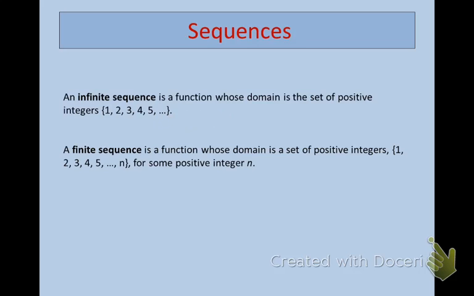A finite sequence is basically the same exact thing, except for instead of going on and on forever, we have an ending point somewhere down the road. So in other words, you have n terms in your sequence rather than it going on forever.